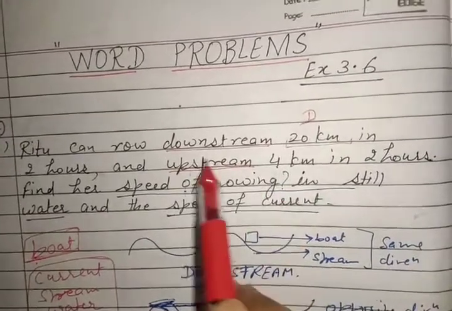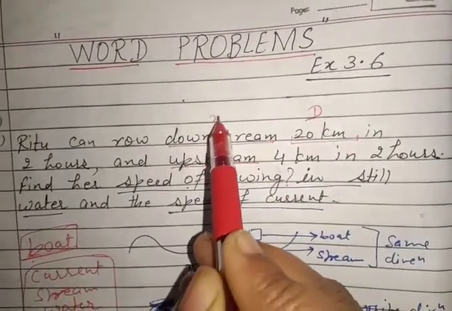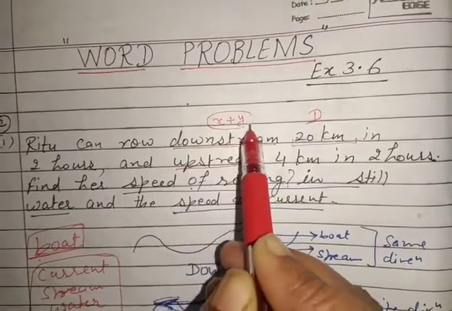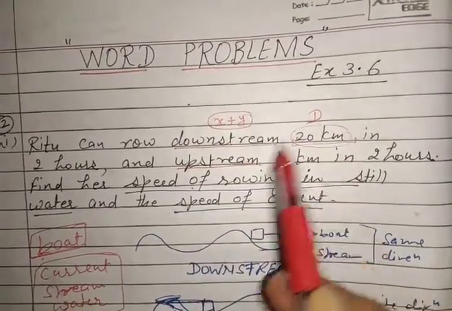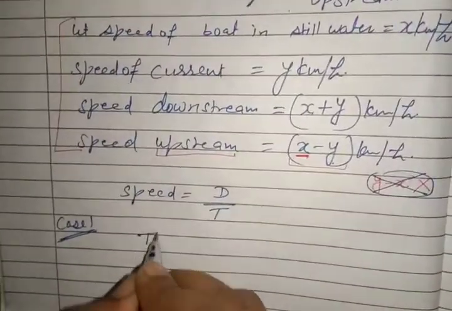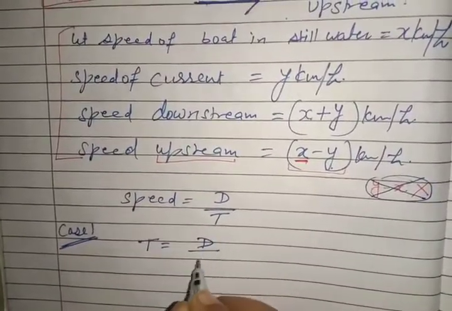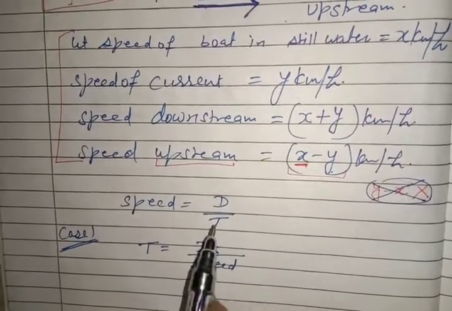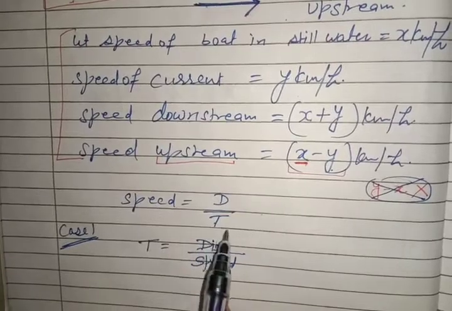This is distance, and we know downstream speed. Downstream speed is x plus y. We know speed, we know distance, so we can write time. Time is equal to distance upon speed. You can see this. Time will go here and speed will come here.